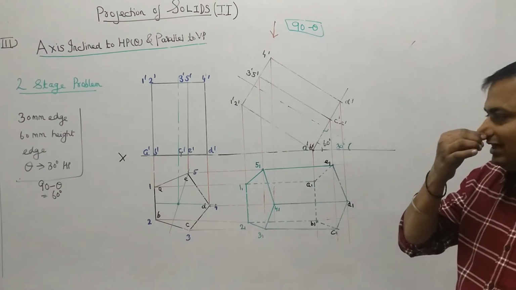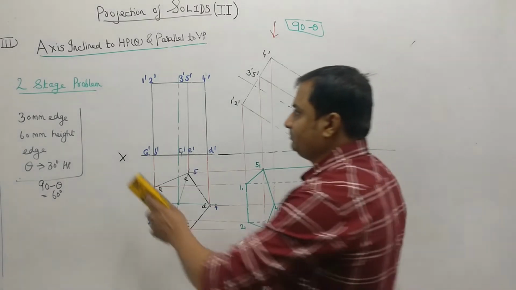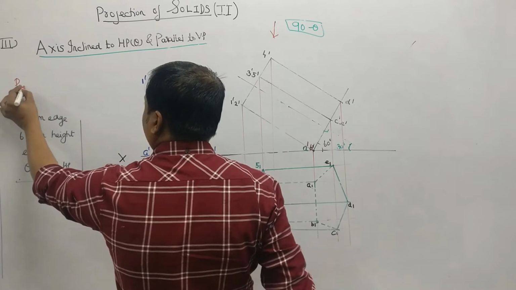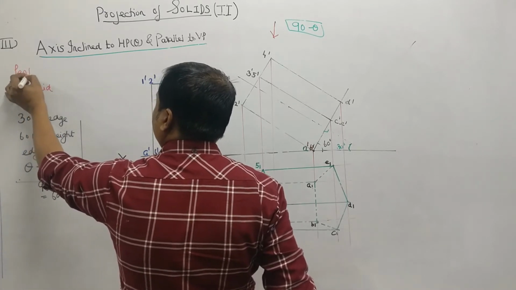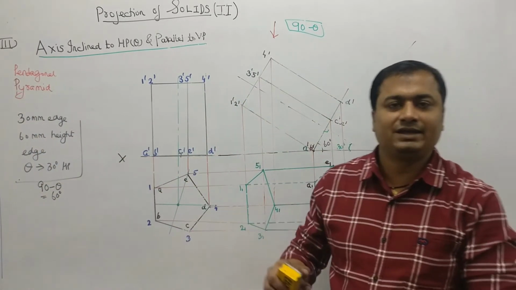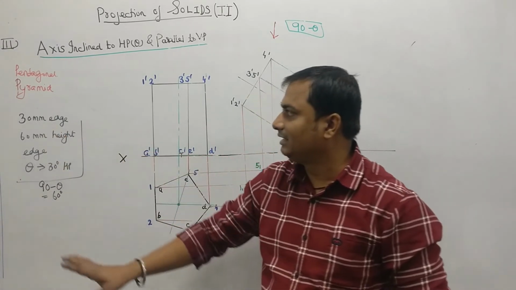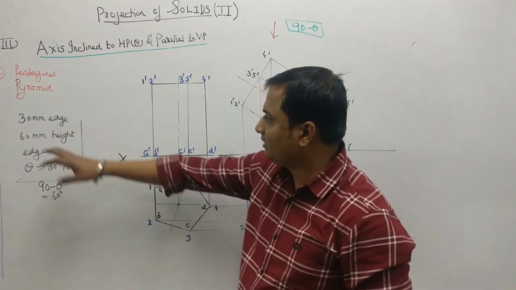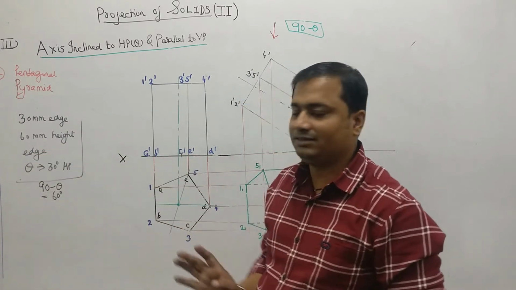Now if I just change the solid, if I make that problem of a pyramid, suppose the problem is of a pentagonal pyramid, the same problem I will take now, changing the solid to a pentagonal pyramid. This is my second problem: base side 30 mm, edge 60 mm height, resting on the edge, and axis inclined 30 degree with the HP.